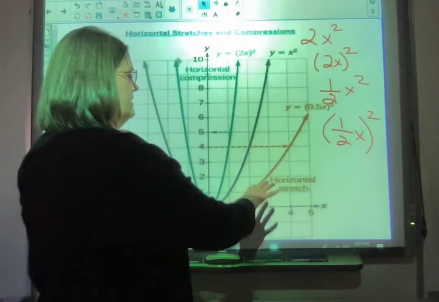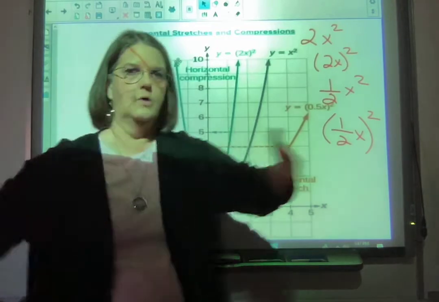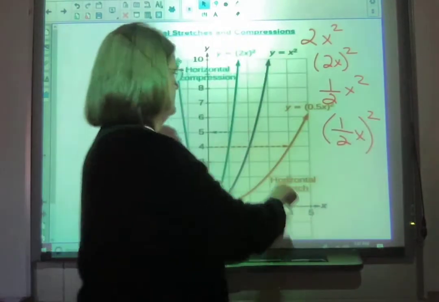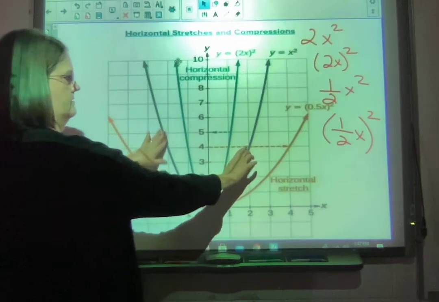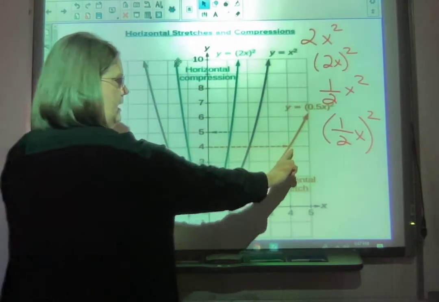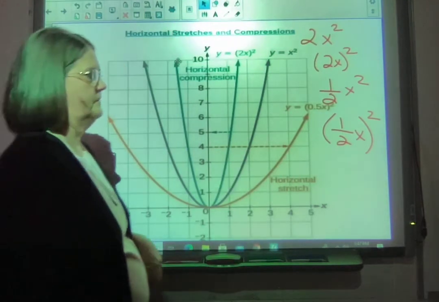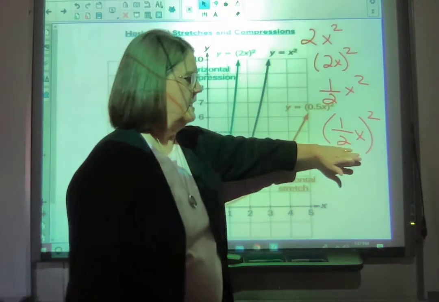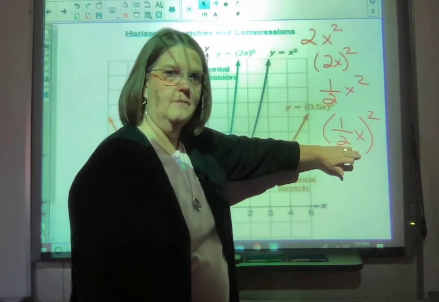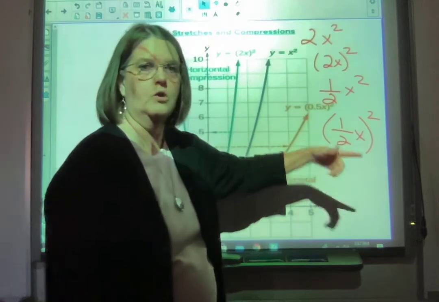A horizontal stretch, just like the walls coming out this way, takes that quadratic graph and goes out this way. So that's a horizontal stretch. And it will be inside parentheses. Now I'm going to go into more detail with that here on the next slide.